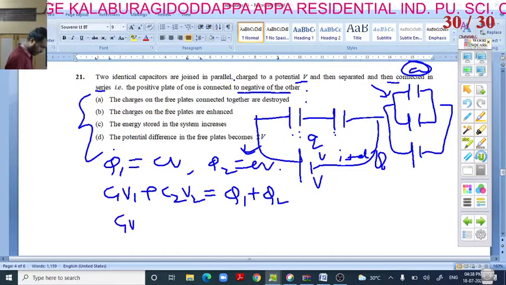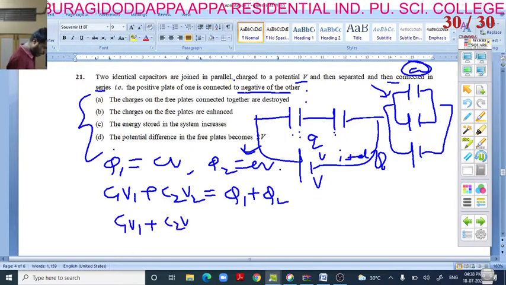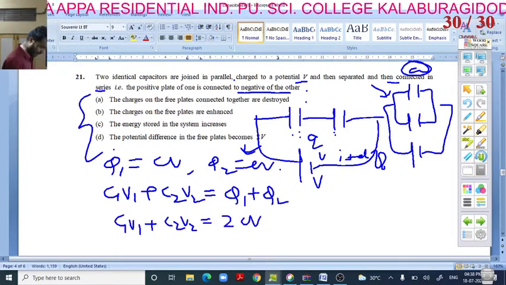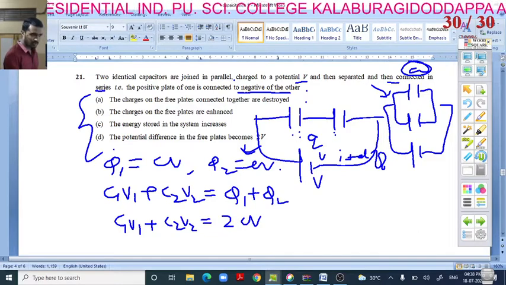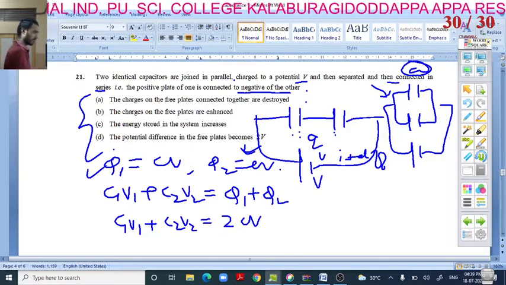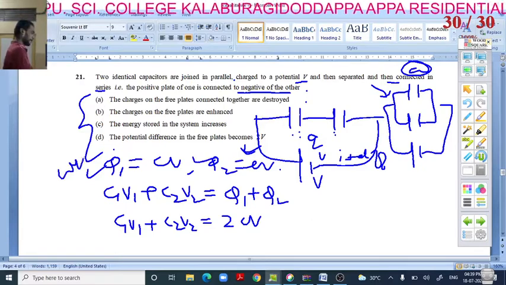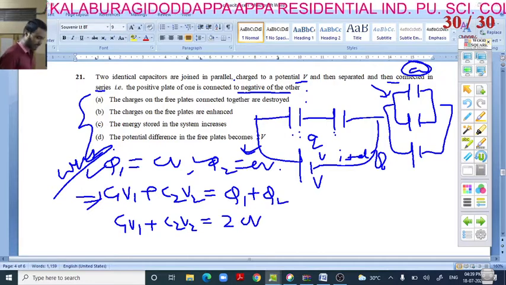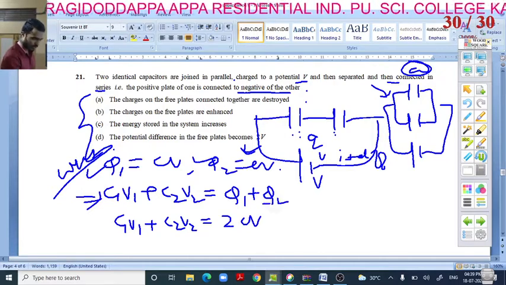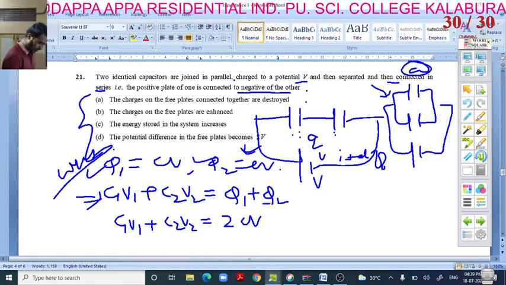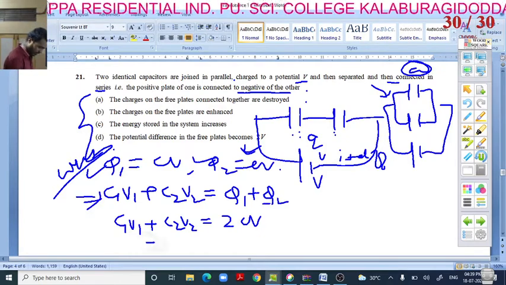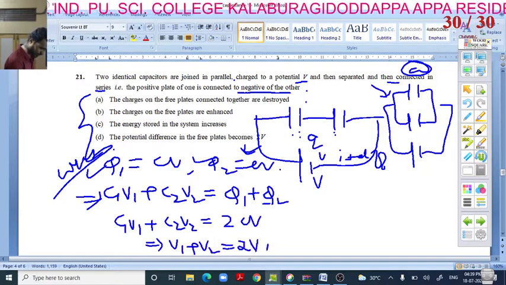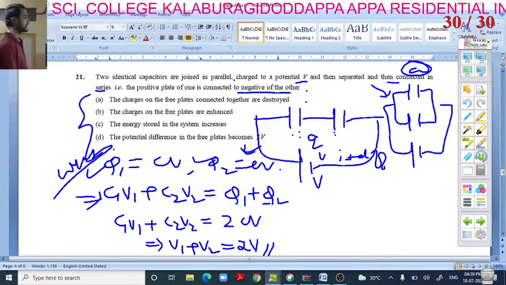Say C1 V1 plus C2 V2 is equal to 2CV, right? Q1 is equal to CV, Q2 is equal to CV. Here I have applied conservation of charge. So Q1 is equal to CV, Q2 is equal to CV, it becomes 2CV, right? So this implies V1 plus V2 is equal to 2 times V. I hope you understand this.